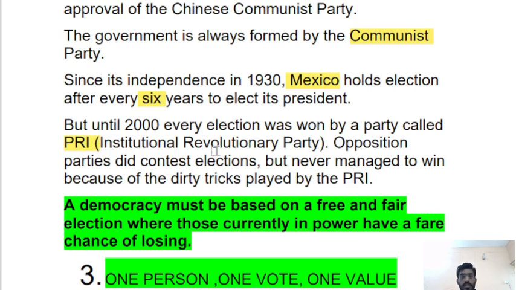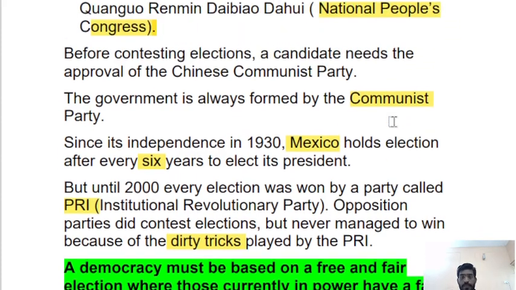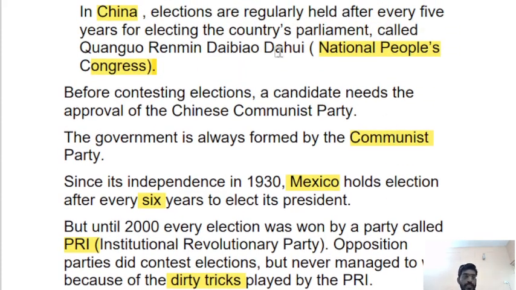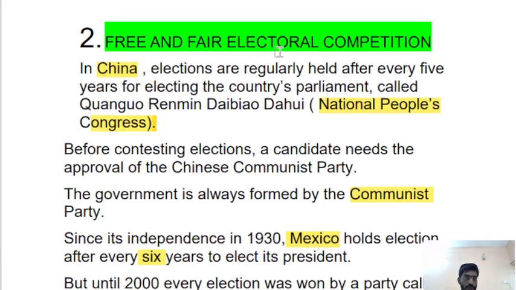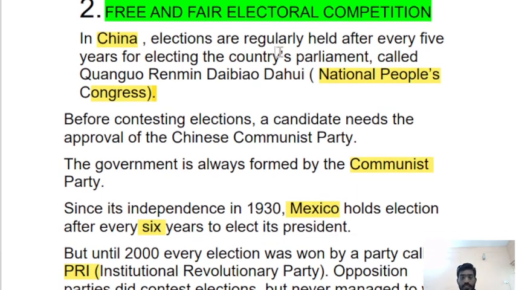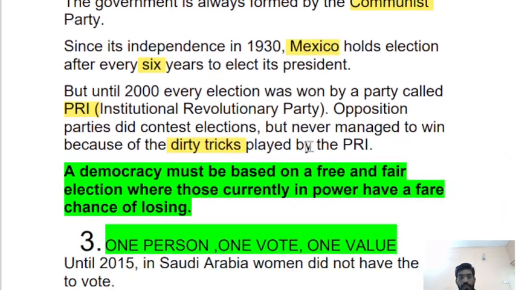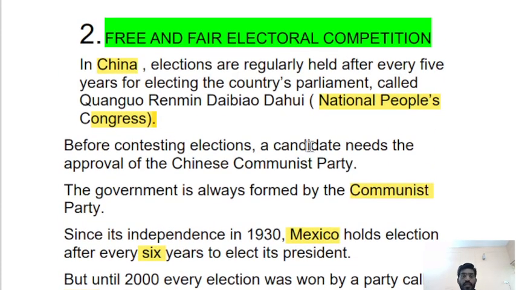the PRI, Institutional Revolutionary Party, very important. The abbreviation is very important. That PRI party is playing some dirty tricks in elections. There are no fair elections. Here, both China and Mexico. In China, there is no freedom for the people to contest in the election. In Mexico, there are no fair elections. Okay, these are the two examples for free and fair elections.